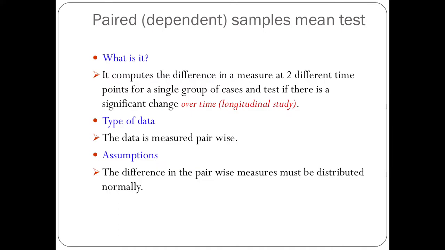For example, if you are measuring the effect of drug A on heartbeat rate changes, you can measure the patient's heartbeats before the drug and after the drug. And these data are pairwise. So the assumption is that the difference in the pairwise measure must be distributed normally, just like in your one sample t-test.